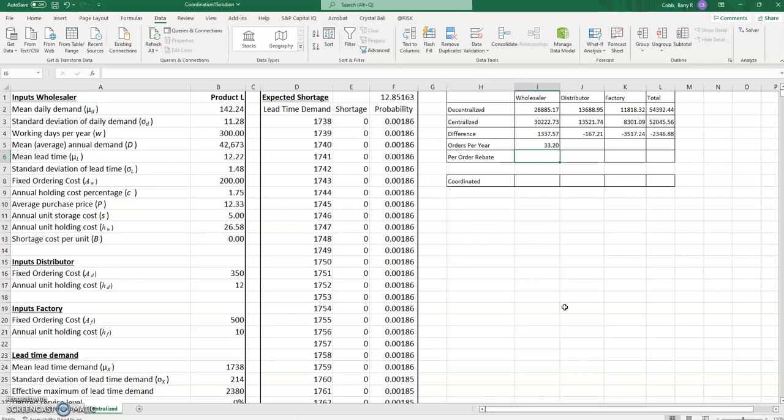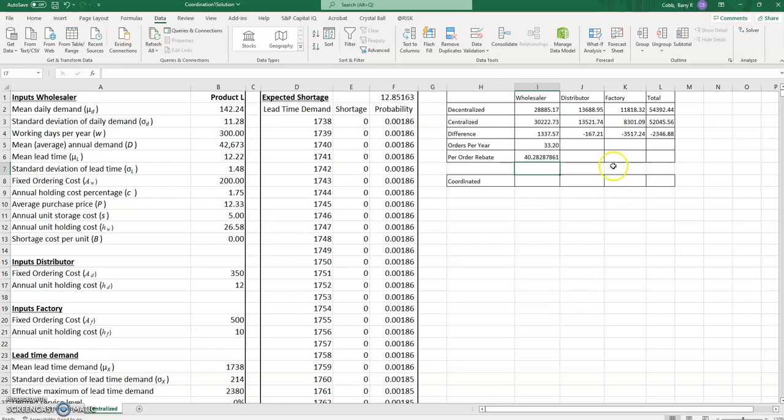So what we could do is provide them a rebate on their order that divides the increased cost of moving from the decentralized mode to the centralized mode back to the wholesaler. We'll call it a per order rebate. That would be the difference in their cost divided by the orders per year. About $40.28.